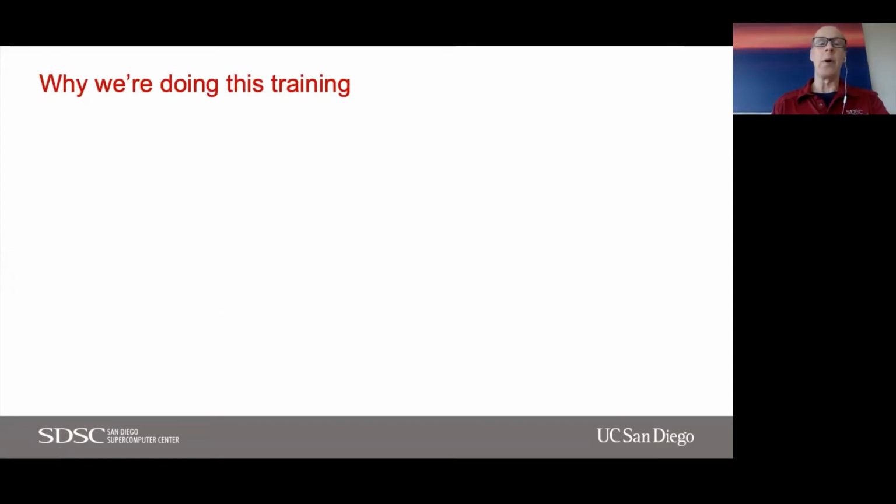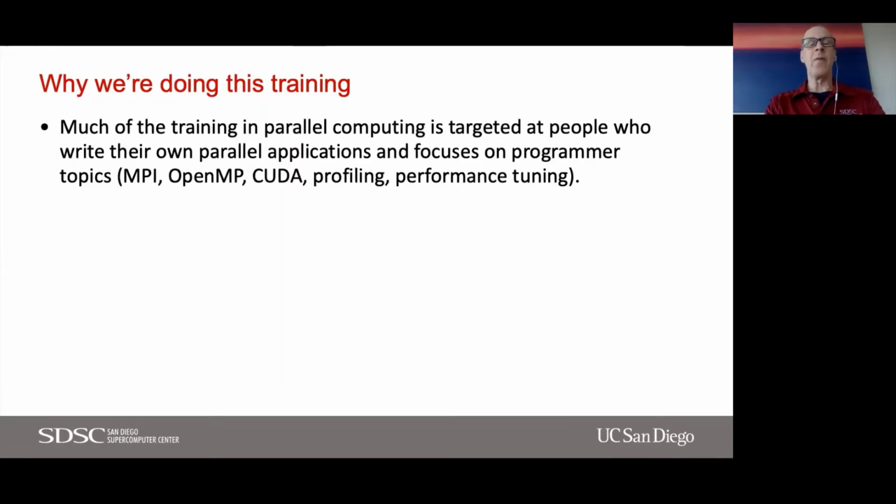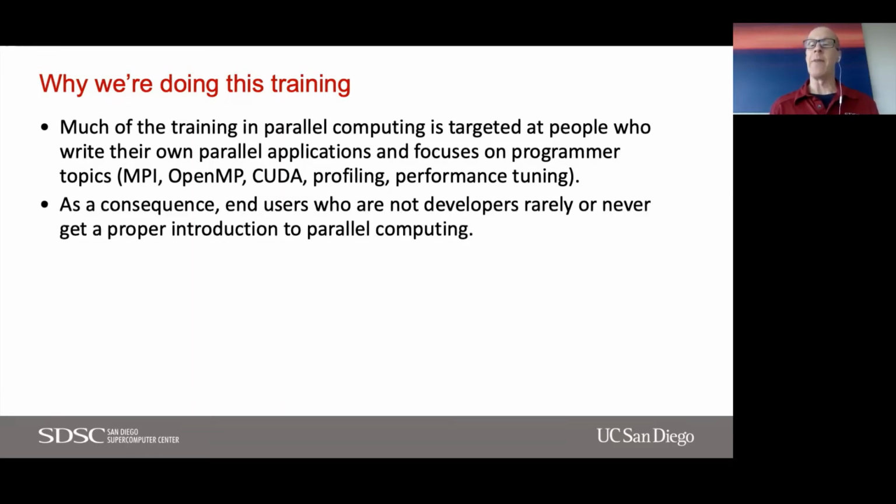So a little bit of background on why we are doing this training. First of all, much of the training in parallel computing is targeted at people who write their own parallel applications. And this training really looks at programmer topics, which we're going to be seeing in the second set of lectures in this series. So things like MPI, OpenMP, CUDA, profiling, performance tuning. These are all really valuable topics, but again, only if you are actually developing code. So as a consequence, everybody out there who's an end user, who's not developing their own applications, rarely or never gets a proper introduction to parallel computing. So again, if you're a developer, you're a computer scientist, you probably see this. Otherwise, you never really get a good grounding in parallel computing.